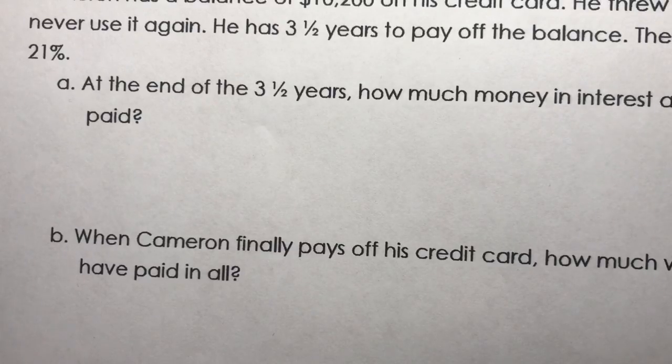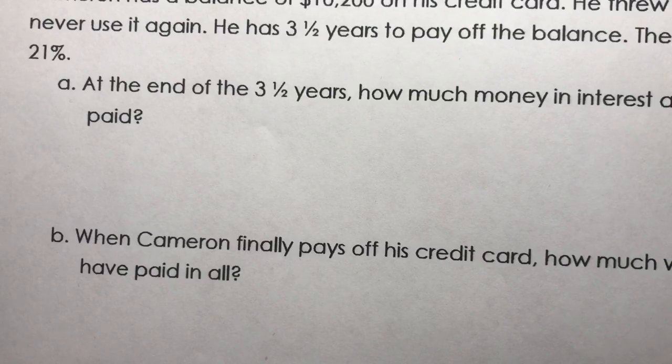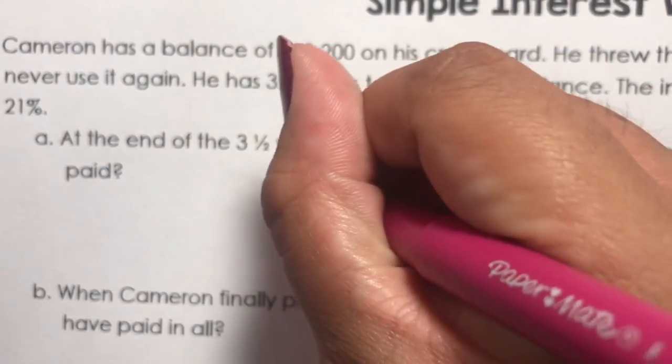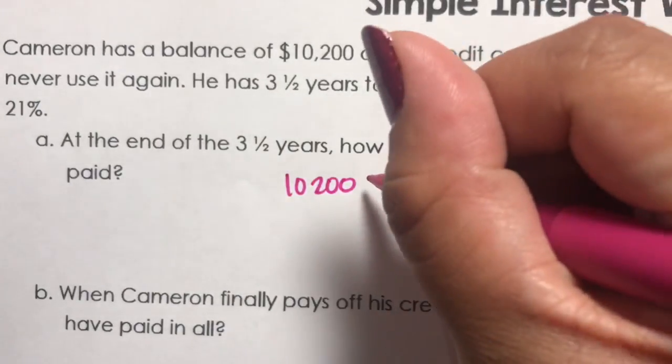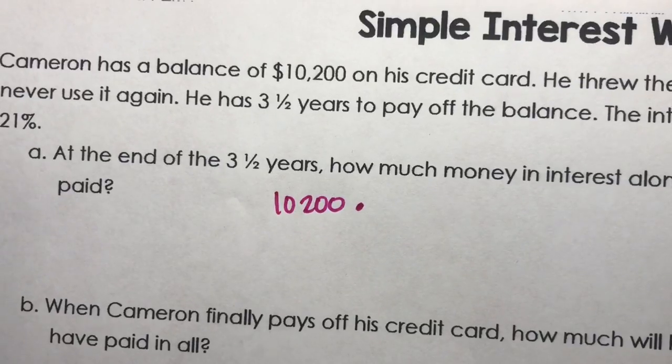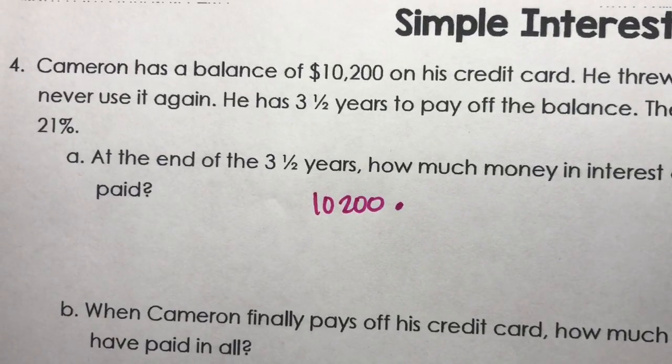Okay, so again, same formula. We are multiplying the principal amount times the interest rate times the amount of time that the interest is being applied. Okay, so our principal amount is $10,200. Then we're going to multiply that by our interest. Our interest is 21%, but again, we're not going to write down 21%.